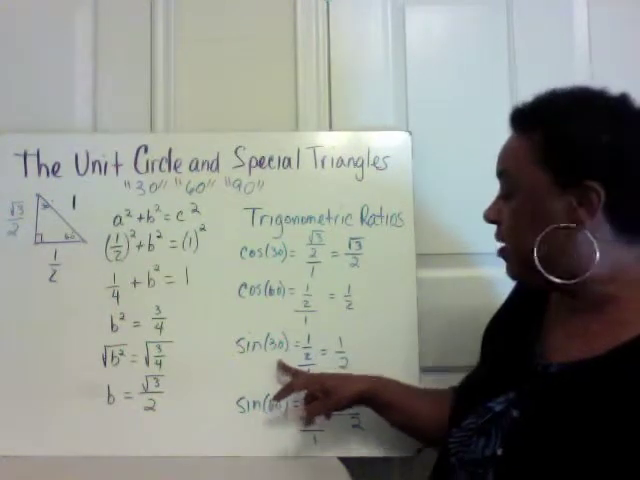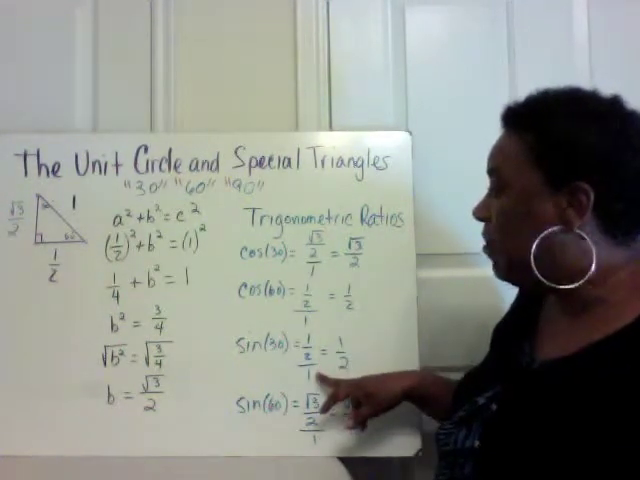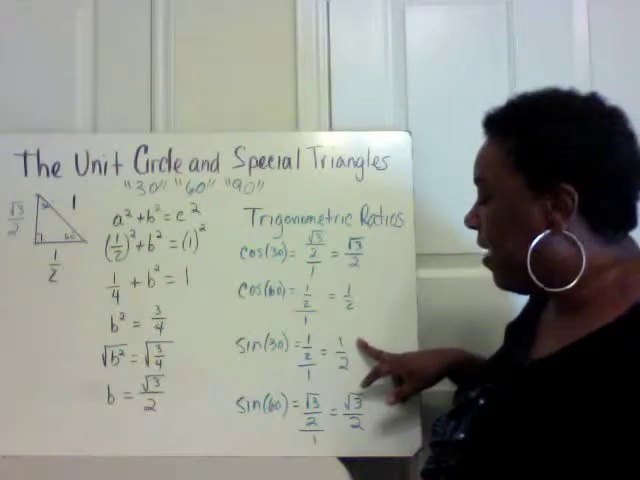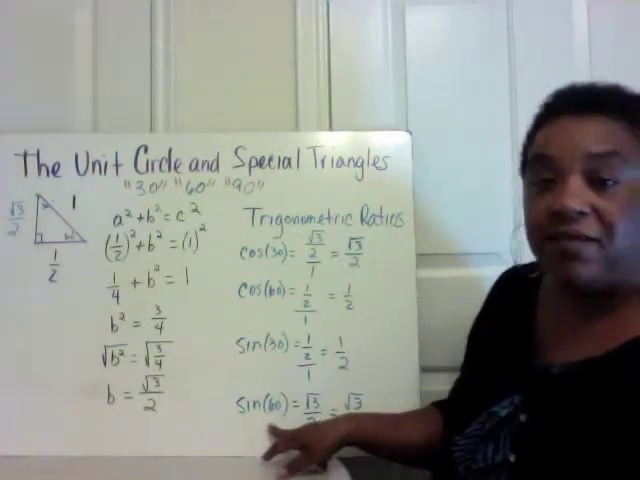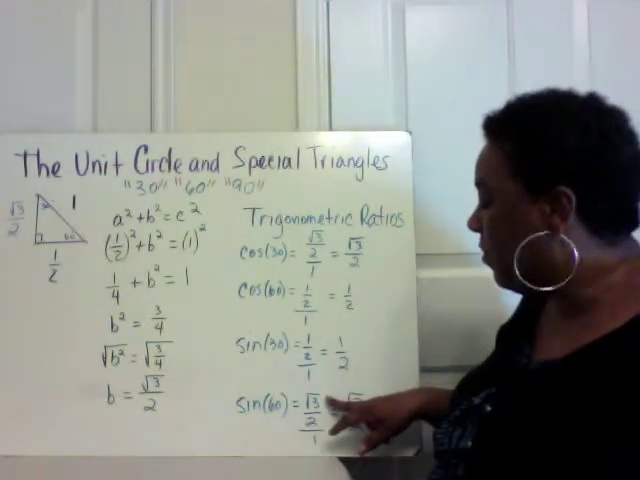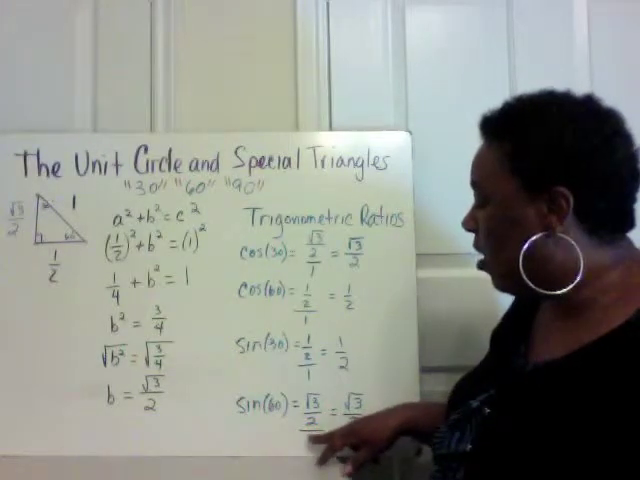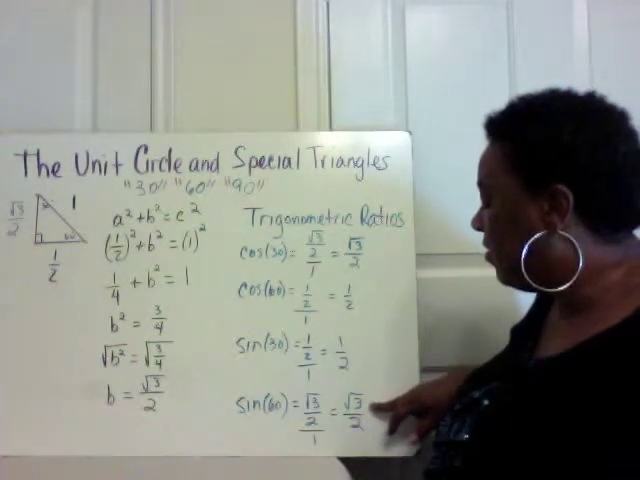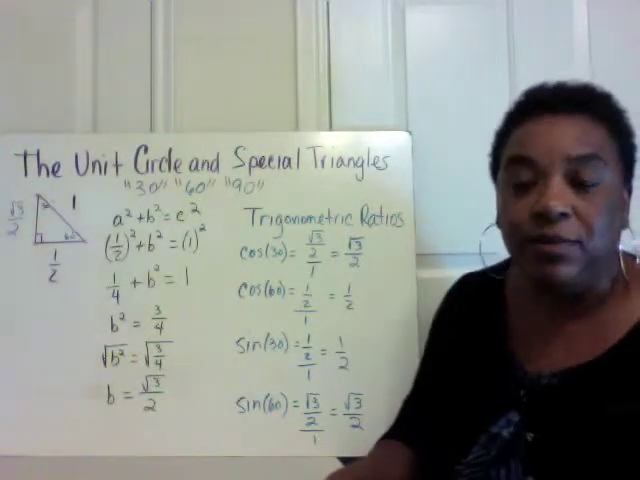Sine of 30 degrees is 1/2 divided by 1, which is equal to 1/2. And sine of 60 degrees is the square root of 3 divided by 2 all over 1, which is equal to the square root of 3 divided by 2.